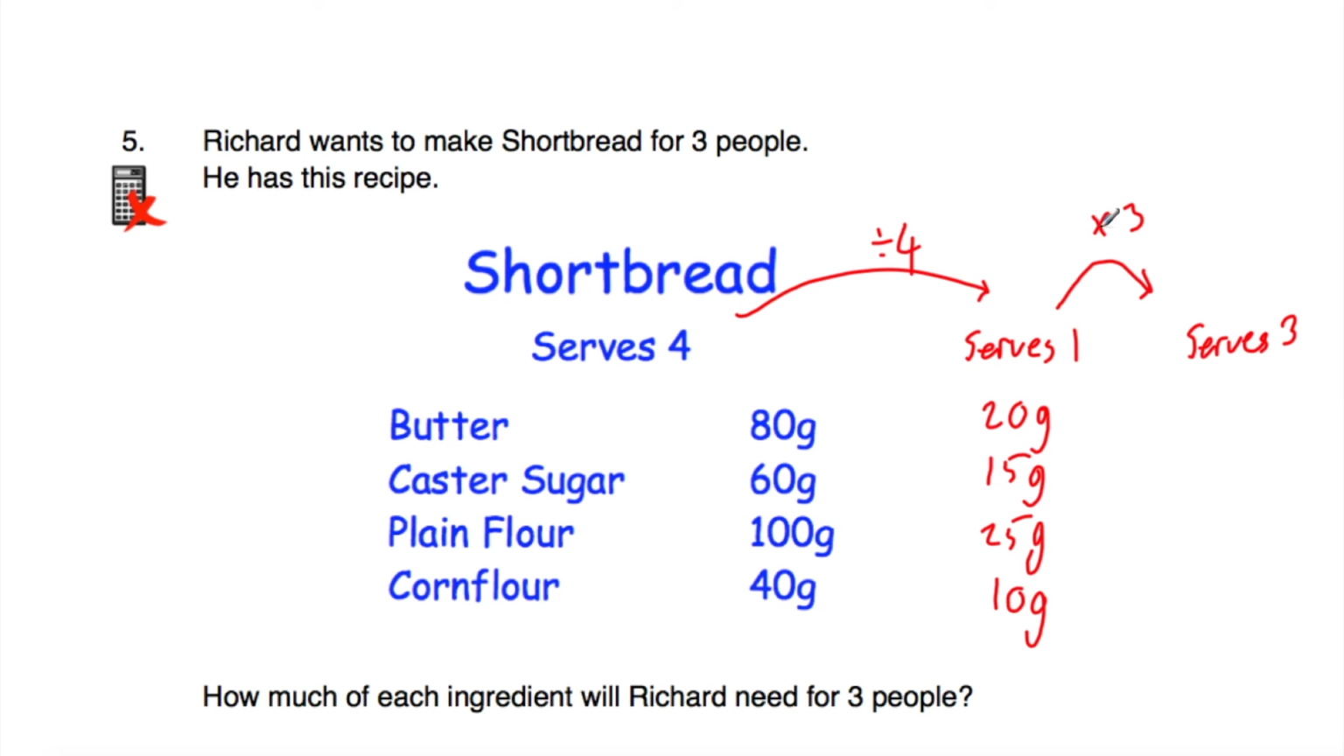So 20 times 3 would be 60 grams of butter. 15 grams of caster sugar times 3 would be 45 grams of caster sugar. 25 grams of plain flour times by 3 would be 75 grams of plain flour. And finally, 10 grams of corn flour times 3 would be 30 grams of corn flour. And that's it. So how much of each ingredient will Richard need for 3 people? That would be 60 grams of butter, 45 grams of caster sugar, 75 grams of plain flour, and 30 grams of corn flour. And that's it.